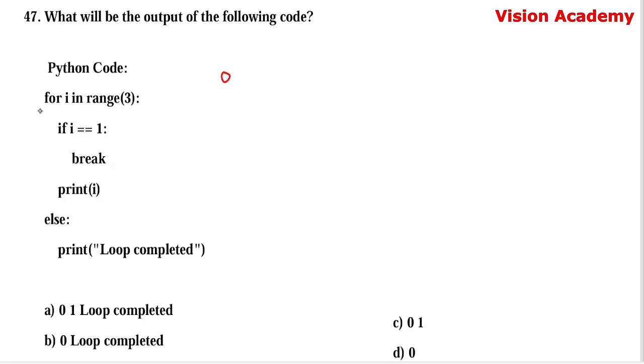Now once again control transfers to for loop by incrementing the value of I by 1. Now I value is what? 1. 1 is equal to 1. Yes, condition is true. Once the condition is true, then this break statement will get executed, and it is not going to print the value of 1. It is going to stop iterating and exit out of the entire iterative statement without executing this else part. So only 0 will be the output. Hence option D will be the right answer.